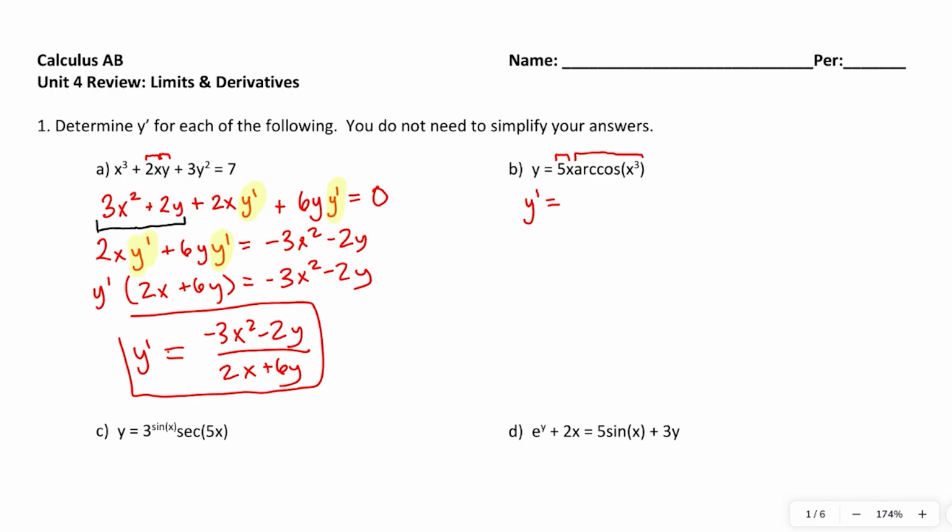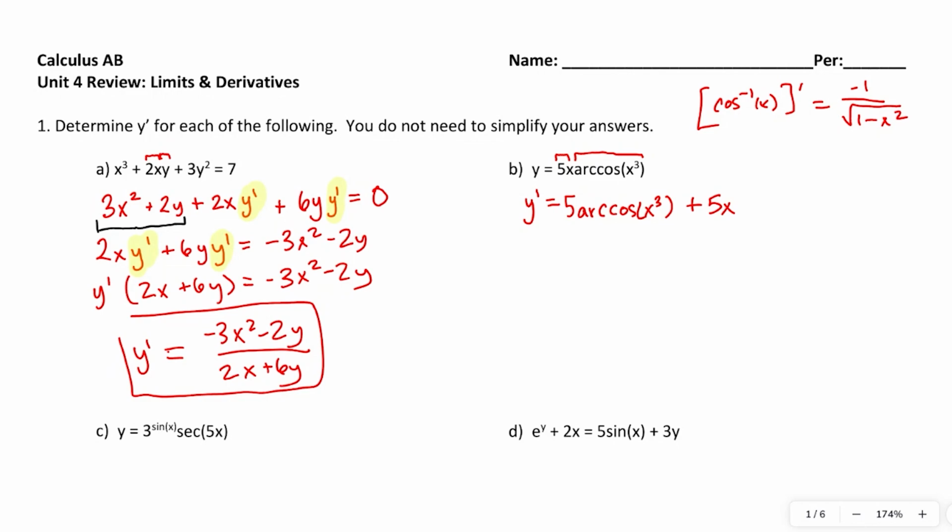Now you do need to know all the inverse trig derivatives. So inverse cosine, if I want to differentiate that, just a little reminder, is going to be negative 1 over the square root of 1 minus x squared. And so when I differentiate that piece, we'll get to that. But anyway, the derivative of 5x is going to be 5. So 5 times arc cosine of x cubed plus, because I'm using the product rule here, 5x times the derivative of arc cosine of x cubed.